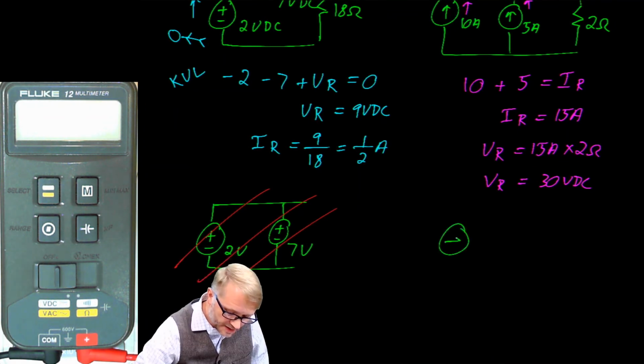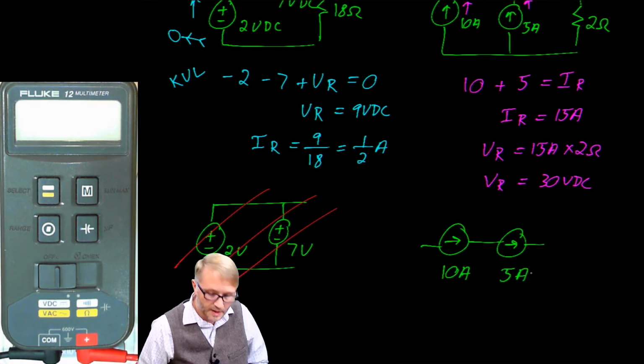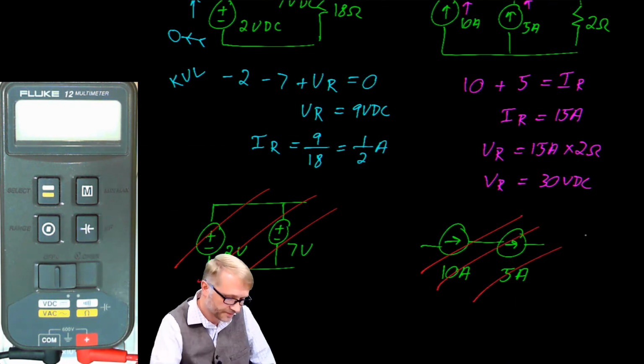Similar story on this side of the house. You cannot put a 10 amp current source in series with a 5 amp source. This doesn't make any sense. You cannot have a current that is simultaneously 10 amps and 5 amps. So that's no good.